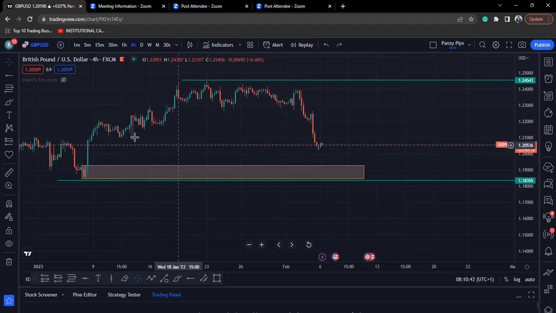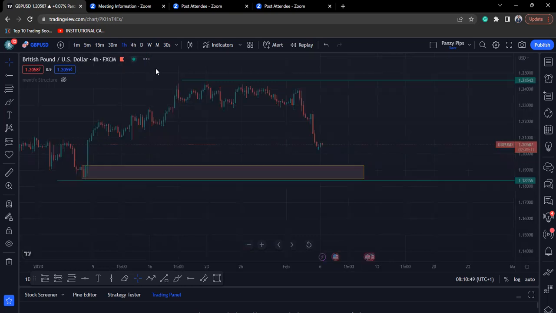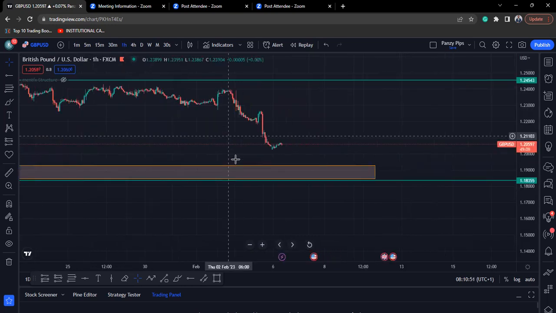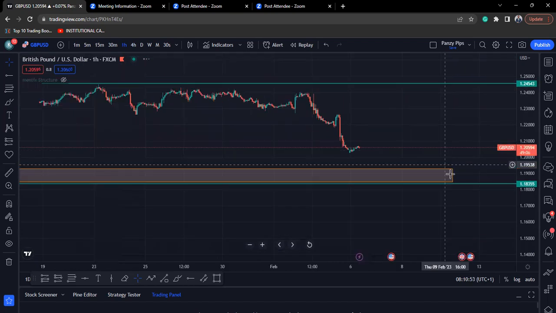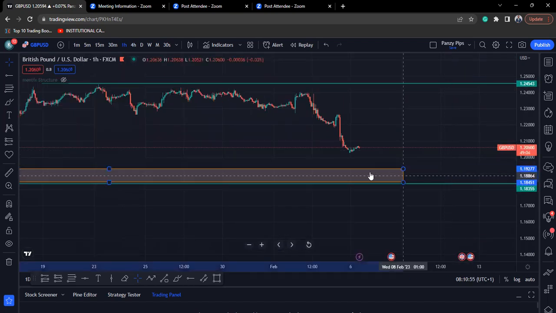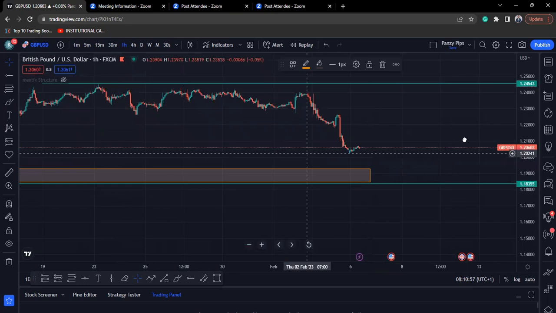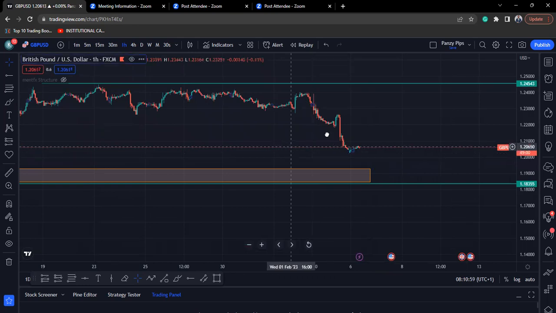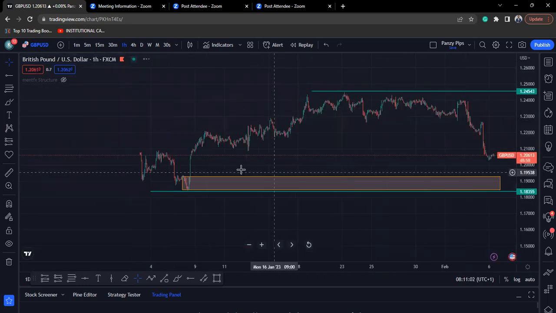So this is a break that makes this important. So let's go on to the 1 hour and see if we can find something smaller inside. On the 1 hour chart, what do we have? Let's box a little bit back. On the 1 hour, okay, so here we are.